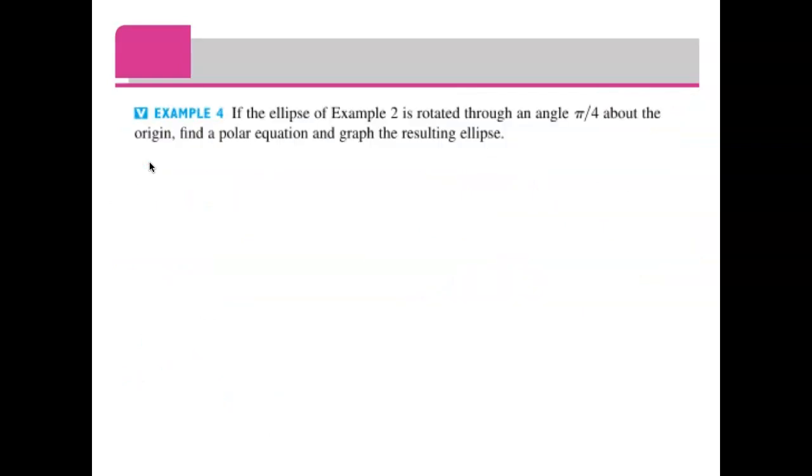So if we want to take the ellipse in example 2 and rotate it through an angle of pi over 4 about the origin, let's find the equation and then graph the ellipse. Well, let's talk about an ellipse. Let's say I have this ellipse in Cartesian form, x squared over 4 plus y squared over 1 equals 1. If I wanted to shift that right 3, what would I do? How would it change the equation? If I just wanted to shift this ellipse to the right 3 units.